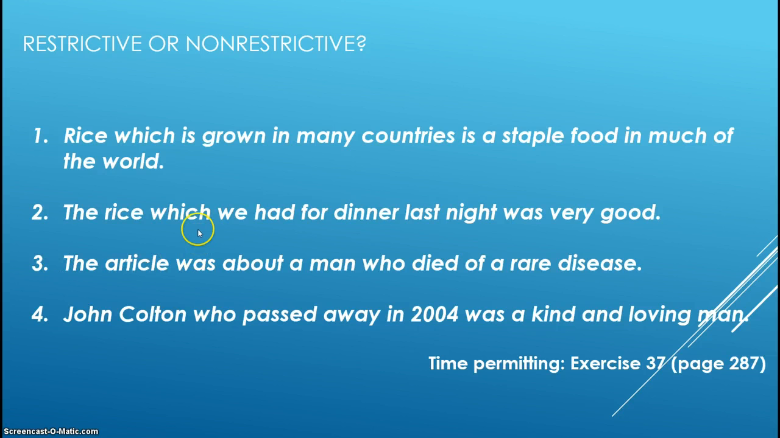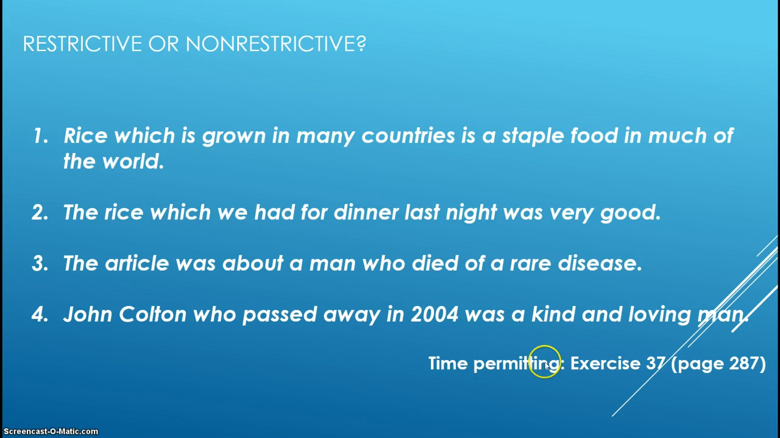And number 3, the article was about a man who died of a rare disease. What man are you talking about? We need that information. This is crucial. It is a restrictive clause. No commas should go there. It just stays clean like that. And you could change this to that, no problem. It's a restrictive clause. You can do that. The article was about a man that died of a rare disease.